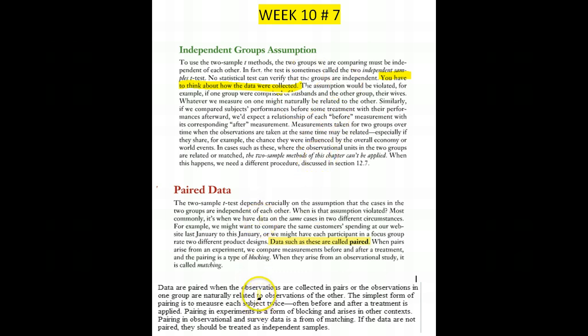For the paired test, data are paired when observations are collected in pairs, or the observations in one group are naturally related to the observations in another. The simplest form of pairing is a measure that does each sample twice, often before and after, and pairing in an experiment is a form of blocking and arises in other contexts. So you have to watch out for it. You just absolutely have to read the question to see. If the data are not paired, they should be treated as independent samples.